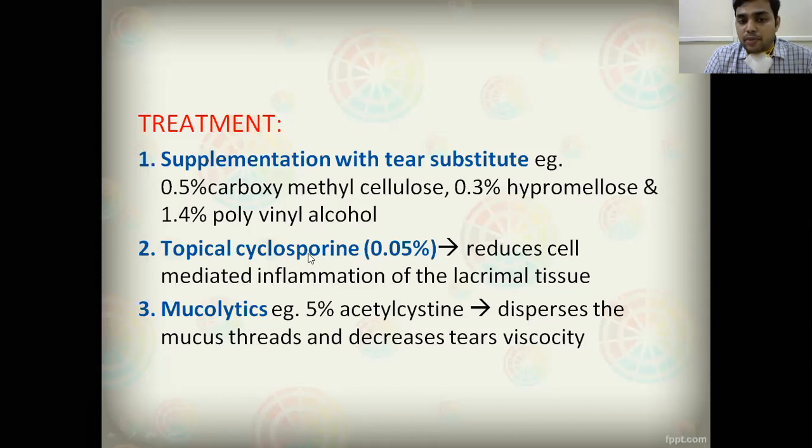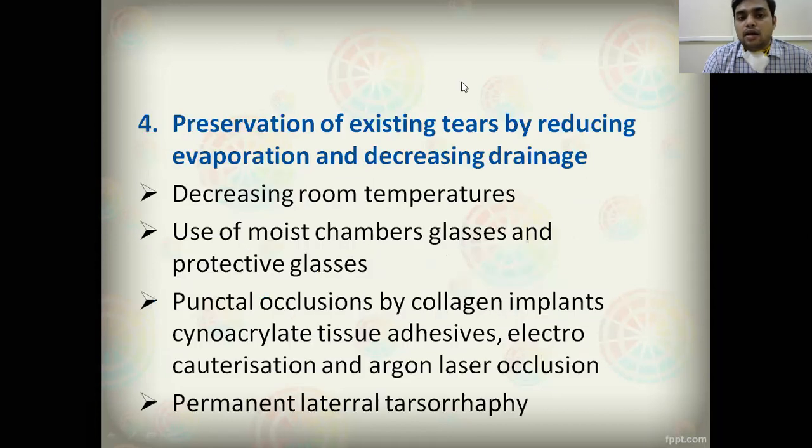So anti-inflammatory drugs like immunomodulatory drugs such as cyclosporine are given, and there is a thick sticky secretion of mucus seen in case of dry eye. So mucolytics like 5% acetylcysteine are also given, so that it decreases the tear viscosity. And preservation of the existing tears by reducing the evaporation and decreasing the dryness. So we decrease the evaporation of the tears by decreasing the room temperature and use of some moist chamber glasses or protective glasses and punctal occlusion.